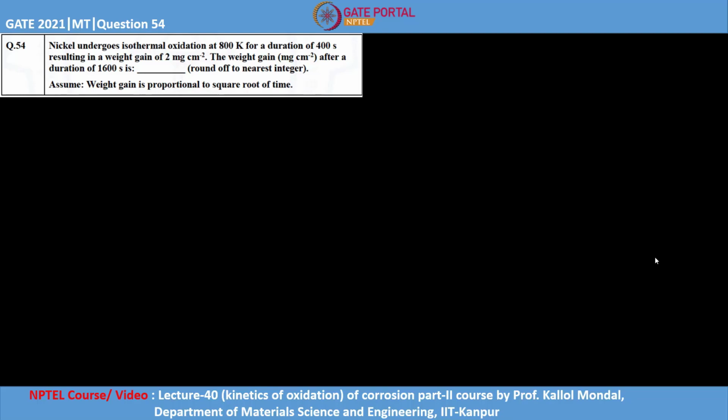This is question number 54 of GATE 2021 Metallurgical Engineering, which carries 2 marks. The question says nickel undergoes isothermal oxidation at 800 Kelvin for a duration of 400 seconds, resulting in a weight gain of 2 mg per centimeter square. The weight gain after a duration of 1600 seconds is. Assume weight gain is proportional to a square root of time.